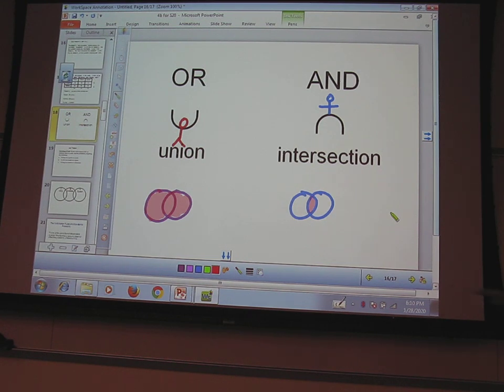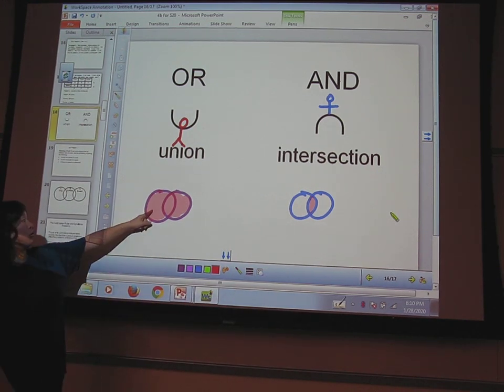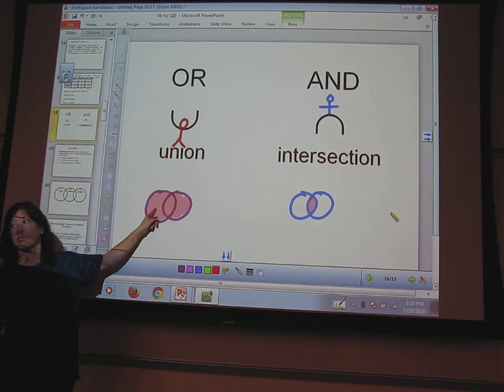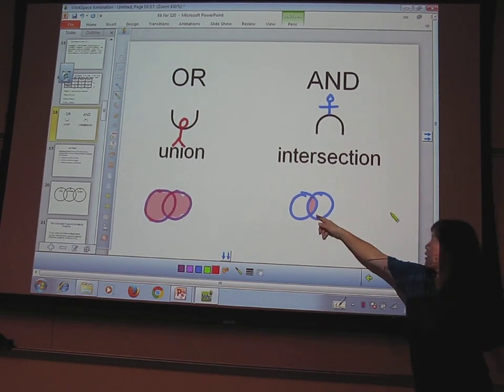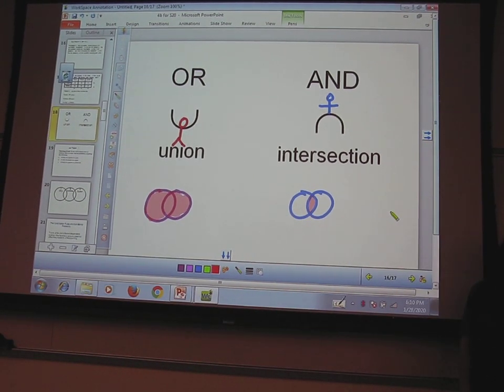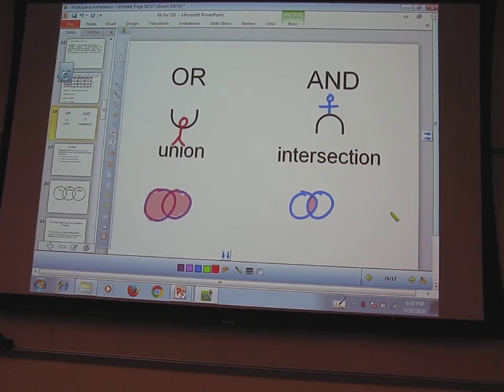So the ors are the easiest, the most likely, because you can be here, or there, right? The ands are the toughest because you have to be in both groups. That's the least likely. Okay, so we'll talk a little bit more about that soon.